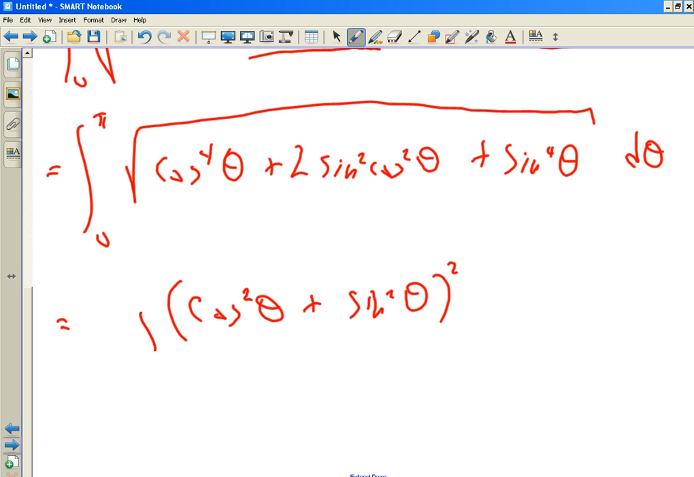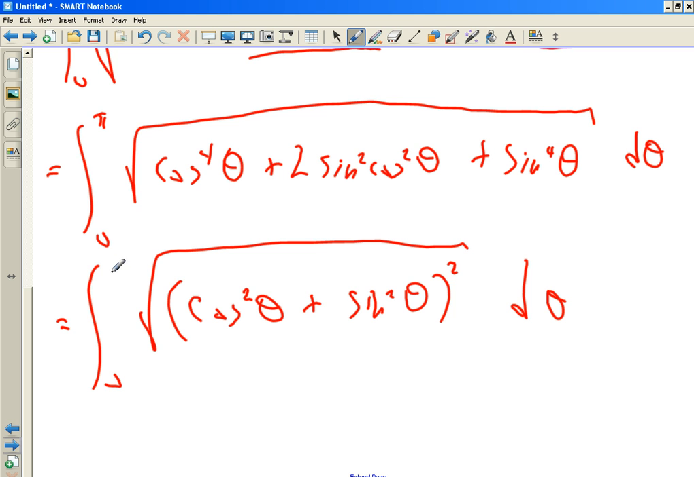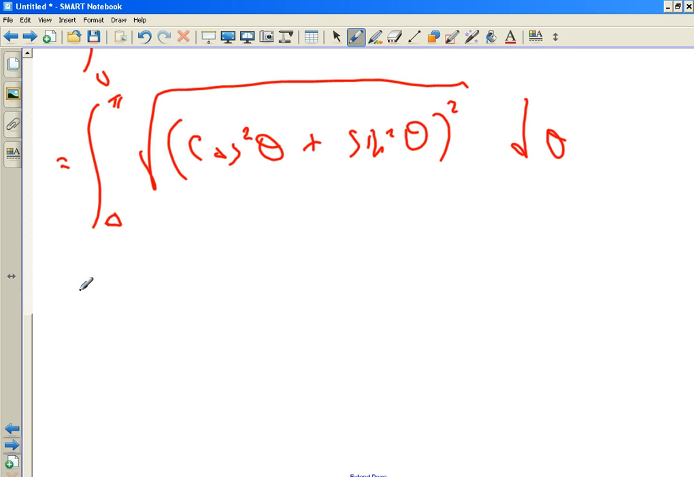All right, don't forget we're square rooting that. And we're integrating with respect to d theta from 0 to pi. Holy cow, what a mess. But it's simplifying. It's okay. Relax. It's not that bad. Now, when you square root a square, you usually get an absolute value. But in this case, it doesn't matter. Why?